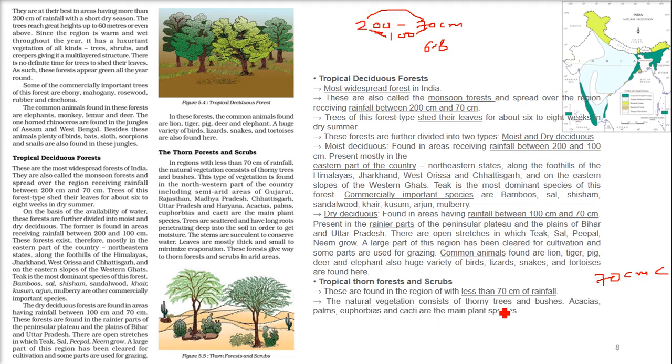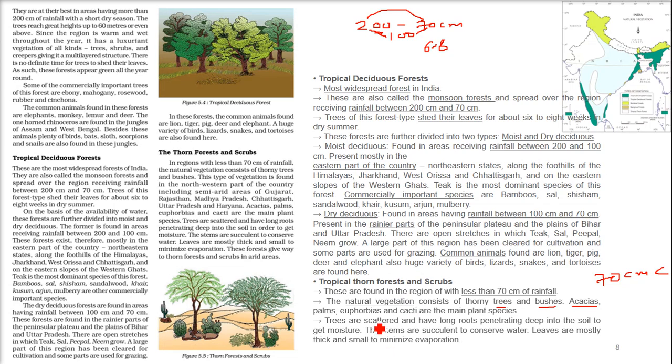The natural vegetation consists of, as I just suggested, thorny trees, bushes, acacias, palms, euphorbias and cacti, that is, species of cactus. All these cactus come under cacti. As I said, these are quite scattered and they have long roots. The roots are quite long, and the distance between plants is also quite high. The roots penetrate deep into the soil. Why? Because they want water. The trees need moisture or water from the soil.